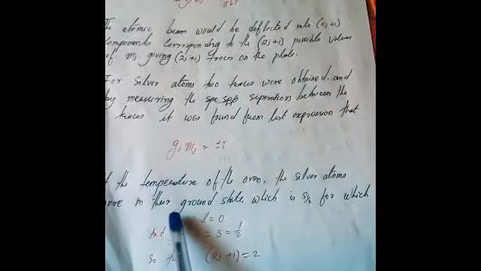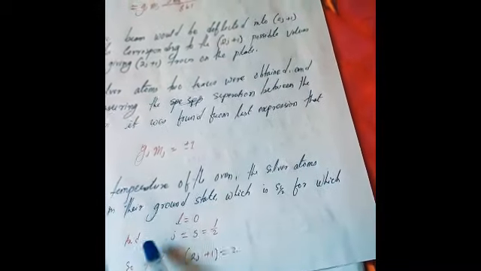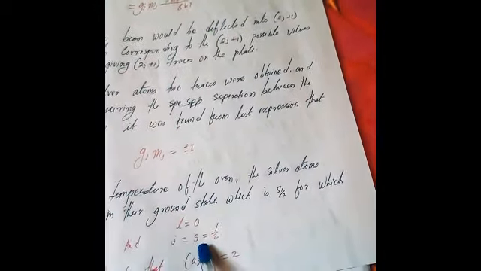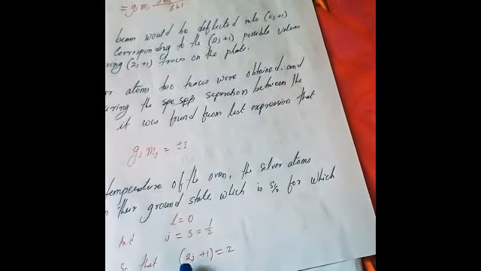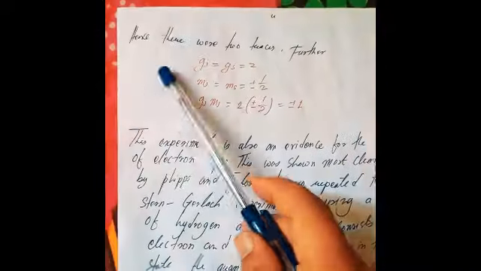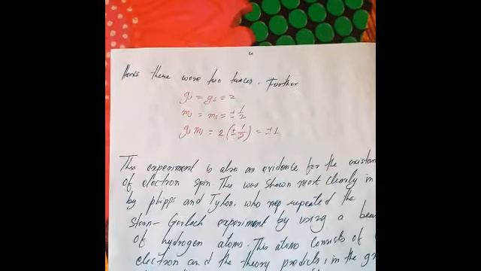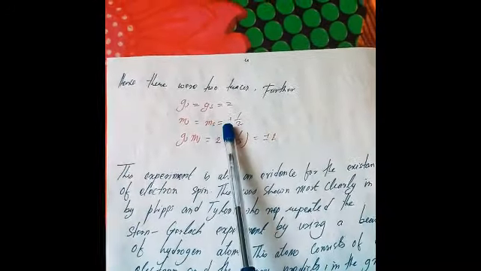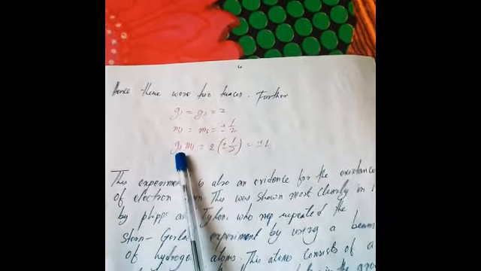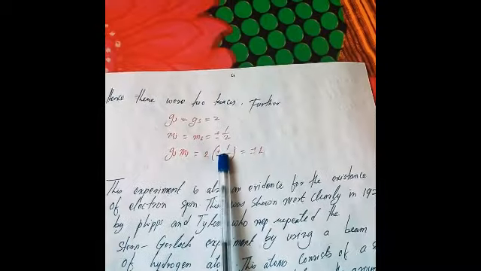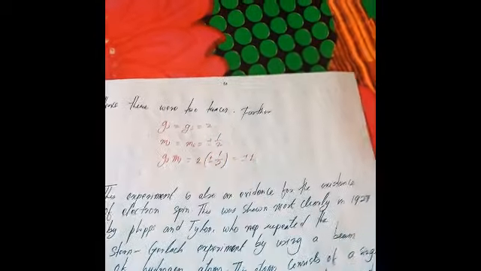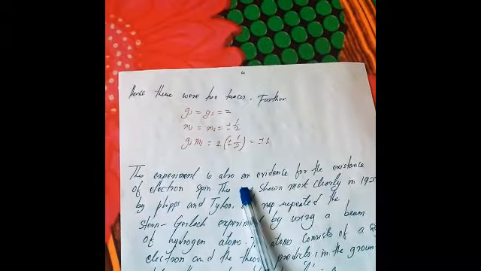At the temperature of the oven, the silver atoms were in their ground state, which is S half, for which L equals 0, J equals S equals half, so that 2J plus 1 equals 2. Hence, there were two tracks. Further, g_J equals g_S equals 2, m_J equals m_S equals plus minus half. So g_J m_J equals 2 into plus minus 1 by 2 equals plus minus 1. So this experiment is also an evidence for the existence of electron spin.